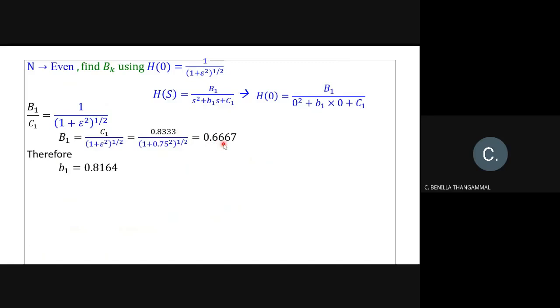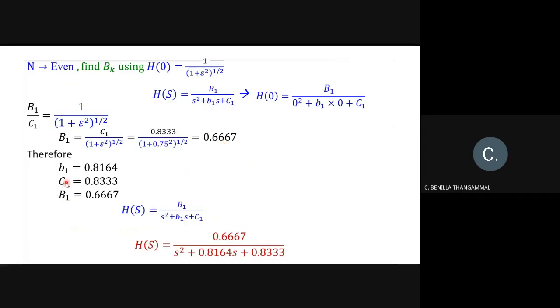So now all the three values have been found out: small b1, c1, capital B1. Where h of s is nothing but capital B1 divided by s square plus b1 s plus c1. So substitute: 0.6667 divided by s square plus 0.8164 s plus 0.8333. So your normalized transfer function h of s is equal to this one.